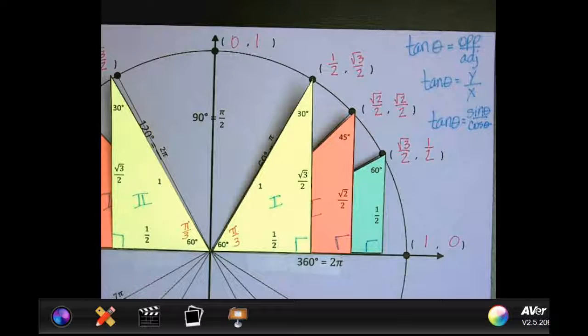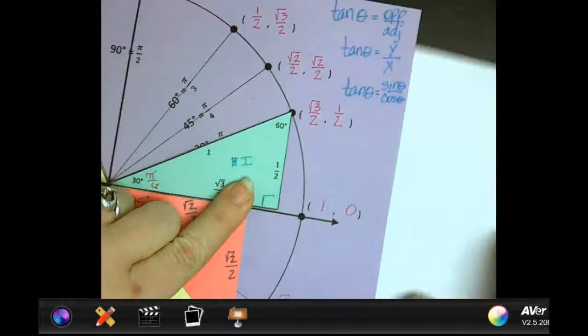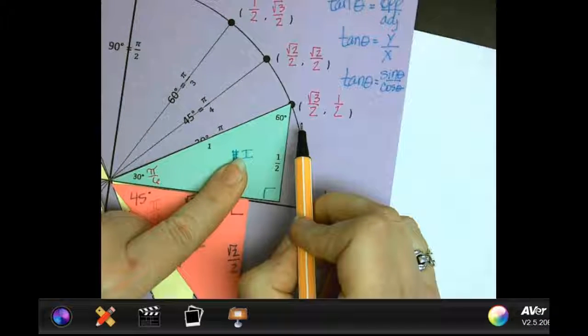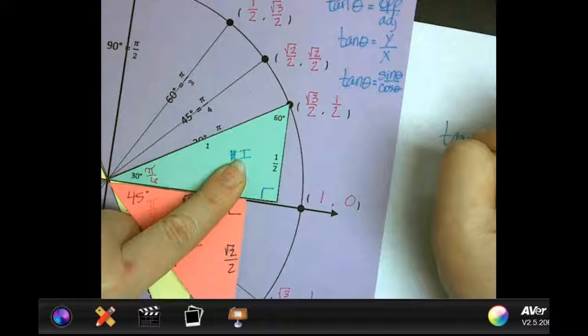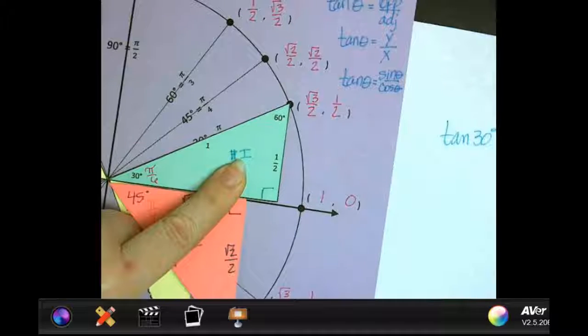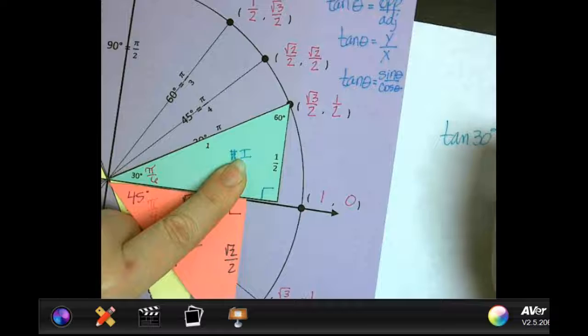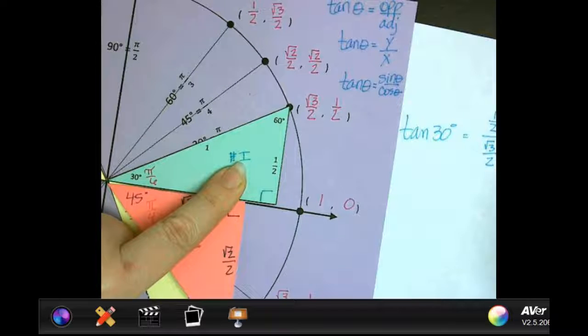So what that means for you then, find a piece of paper to write on, is this. Here, this is 30 degrees. So the cosine of 30 is the square root of 3 over 2. Sine of 30 is 1/2. So if I want the tangent of 30 degrees, it is the sine over the cosine. So that would be 1/2 over square root of 3 over 2. So what do I do when I divide fractions?